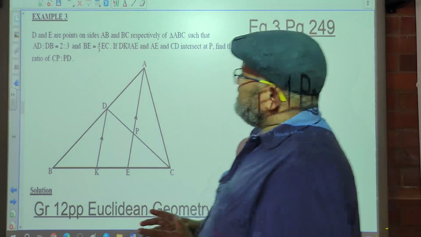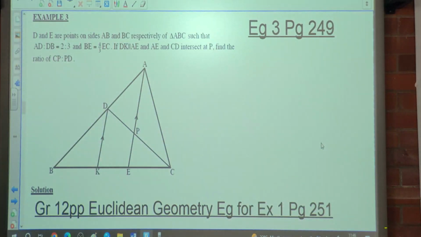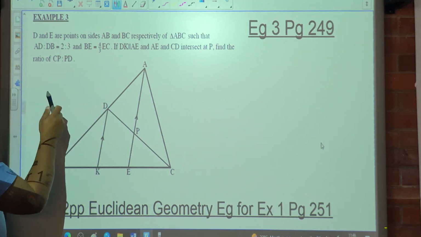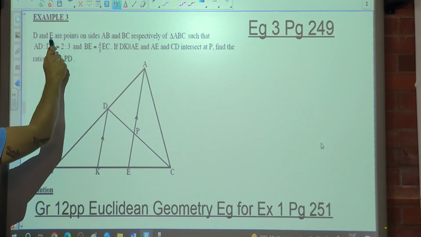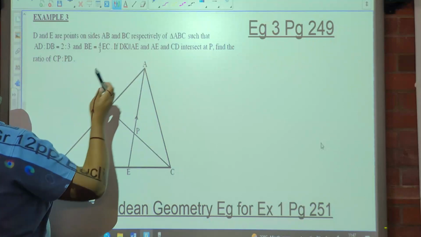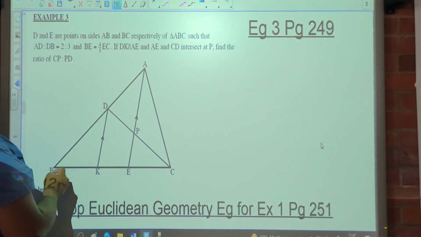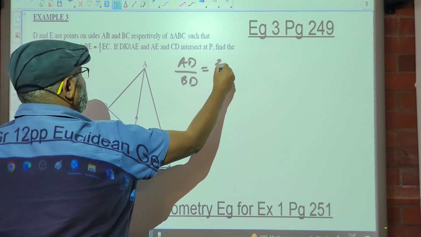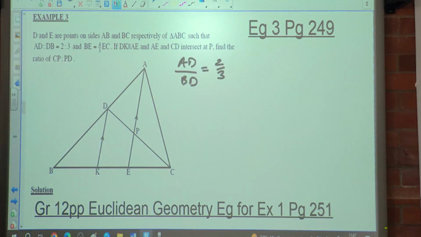Okay, so this one, we are told in example 3, D and E are points on the sides of AB and BC respectively, which means to say D is on AB and E is on BC. Okay, or in that order. That's what respectively means. After triangle ABC, such that AD over DB is equal to 2 over 3. Again, you'll notice I write it in fraction form. If you're that kind of girl that wants to work in the ratios, no problem with it.